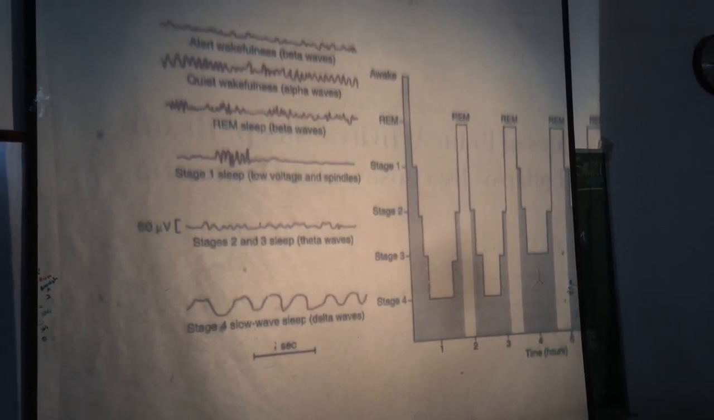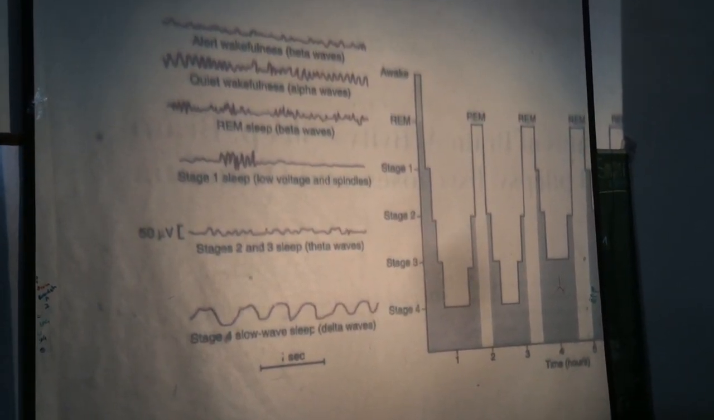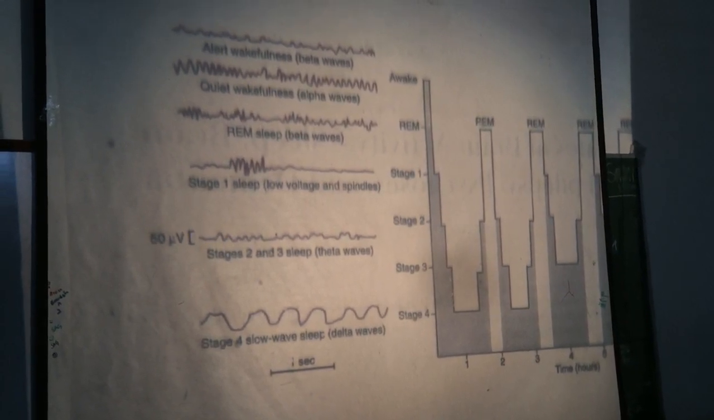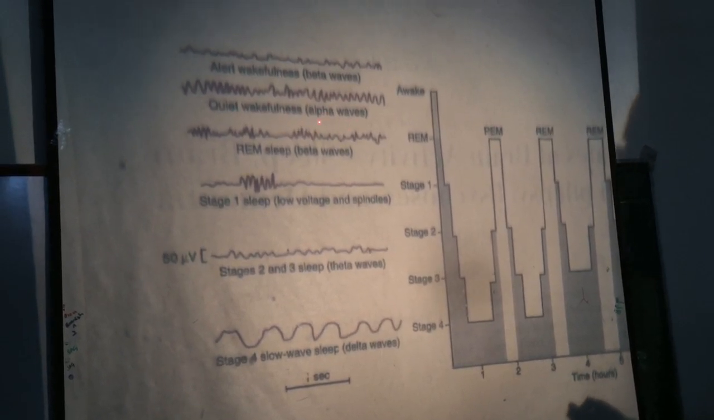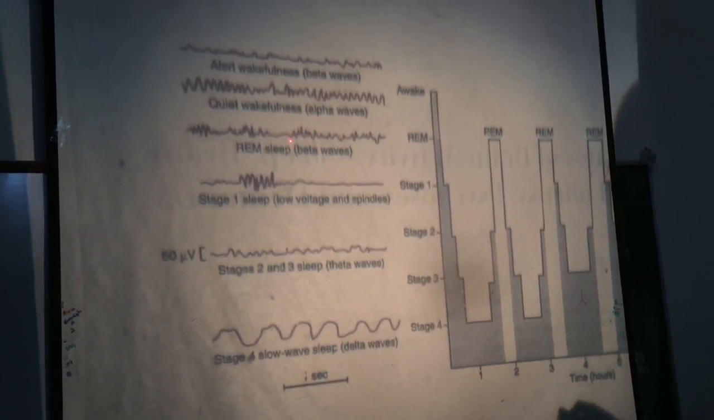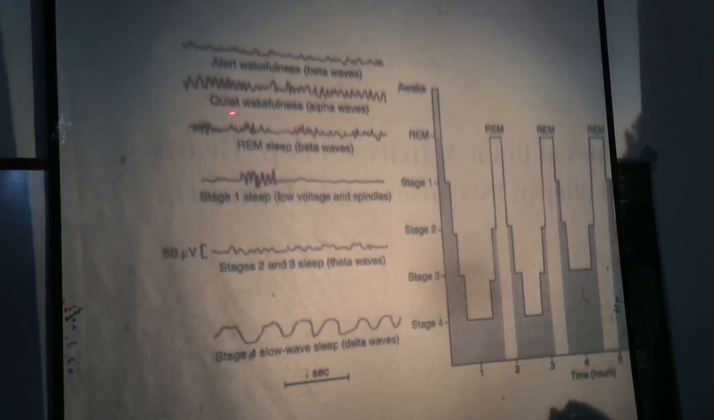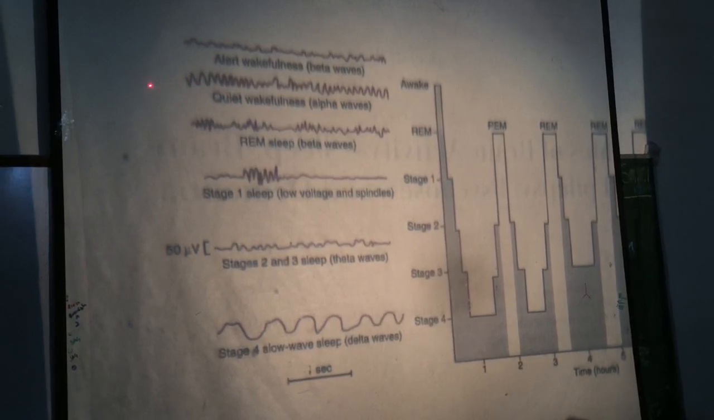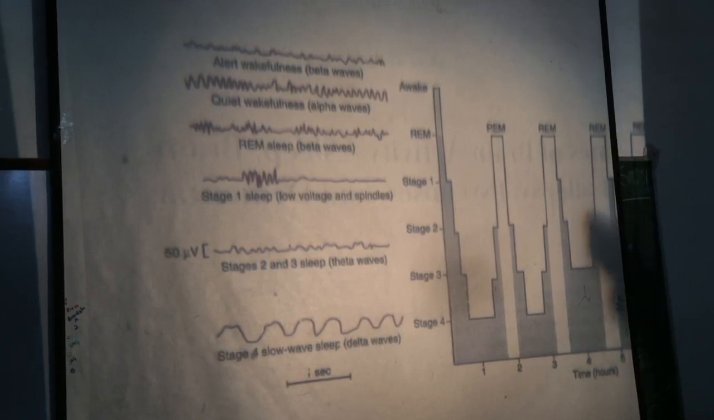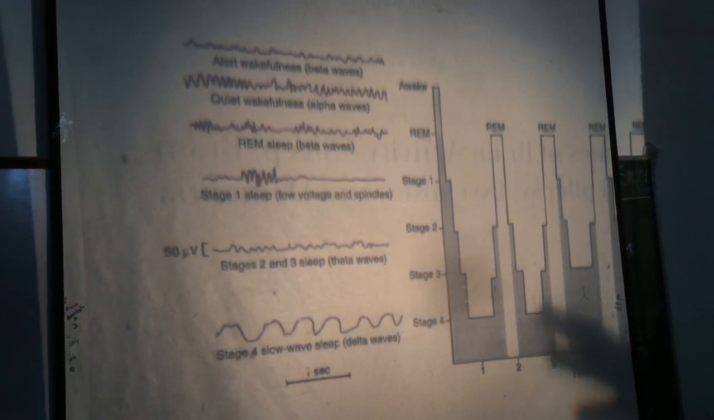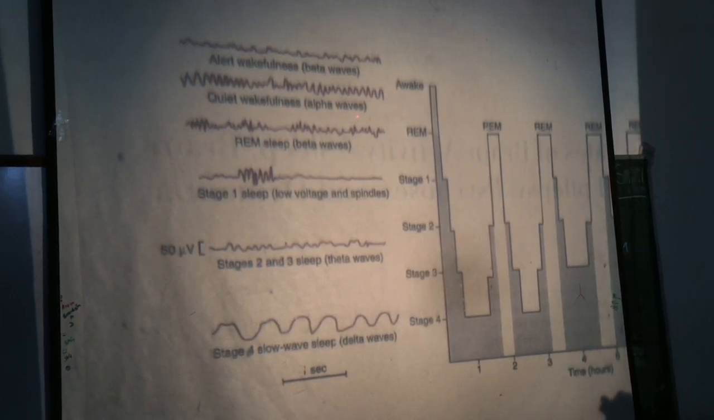Will close his eyes. Will become mentally relaxed. And in the EEG, the waves will be alpha waves. Person is awake but quiet. So this is the quiet wakefulness. The person is in a quiet room, mentally relaxed, eyes are closed. So he's having quiet wakefulness, and in the EEG, there will be alpha waves.